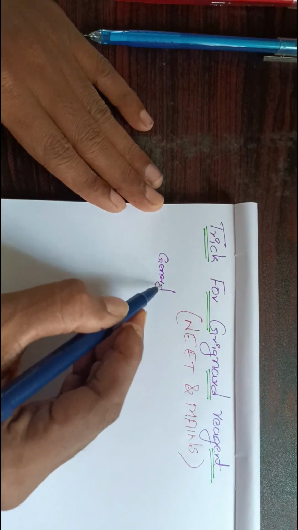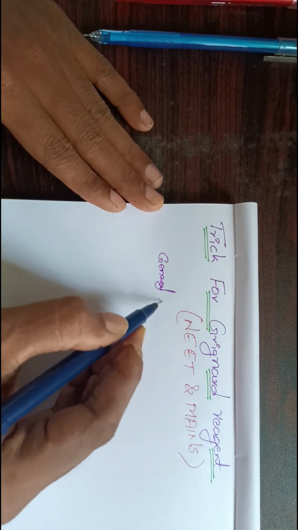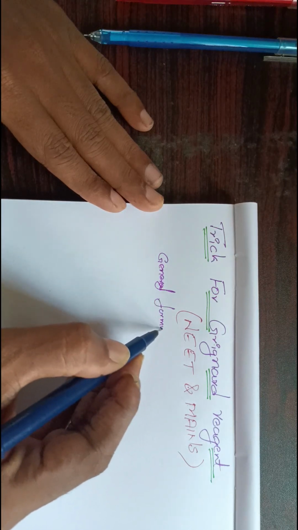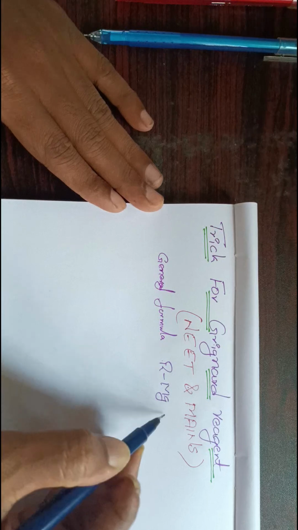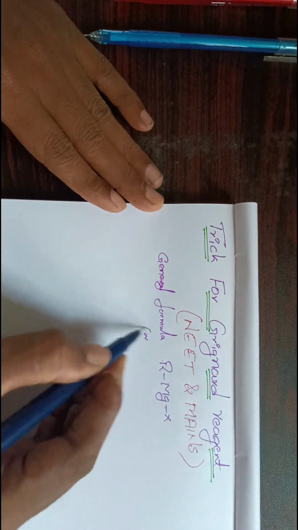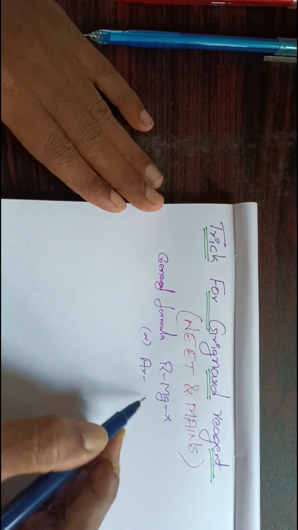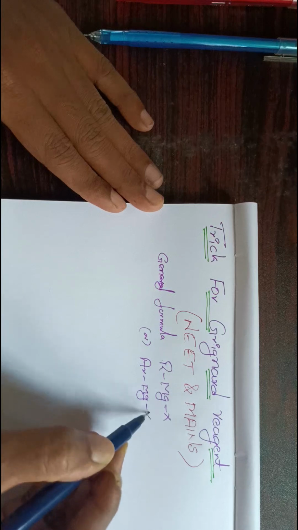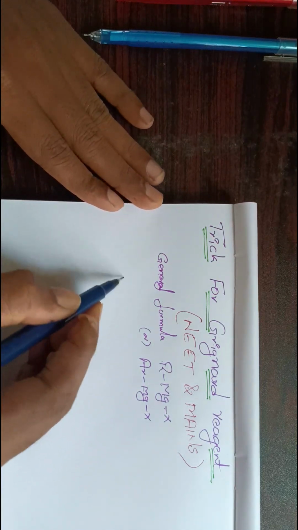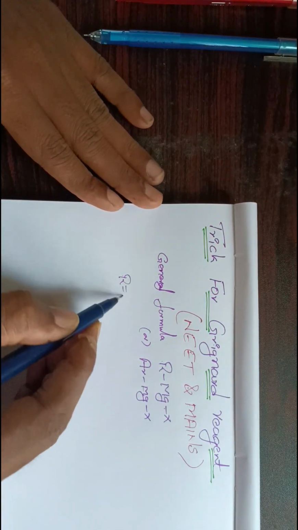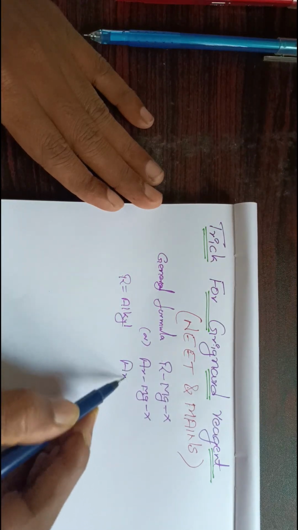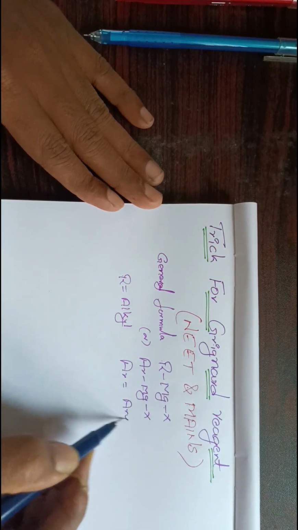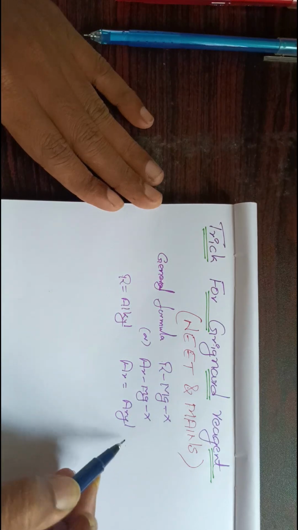General formula. Grignard reagent is RMgX. Another expression is ArMgX. Here R indicates alkyl group and Ar indicates aryl group. X indicates halogen.